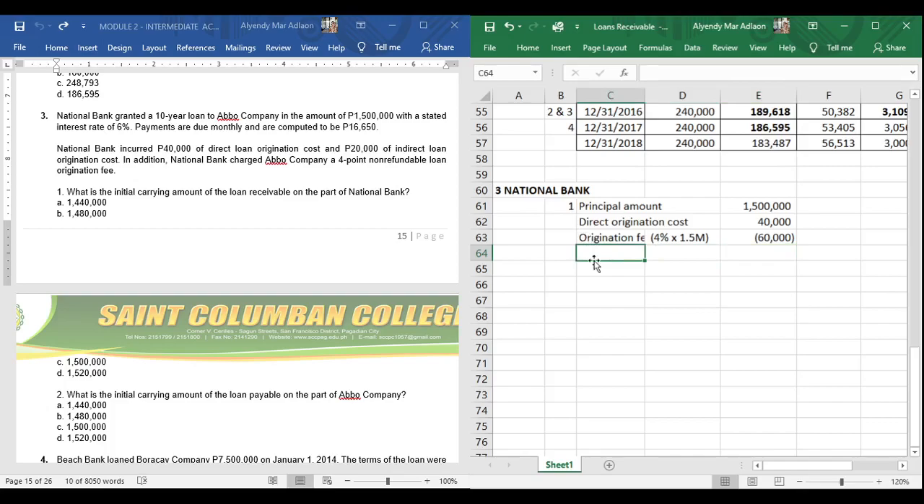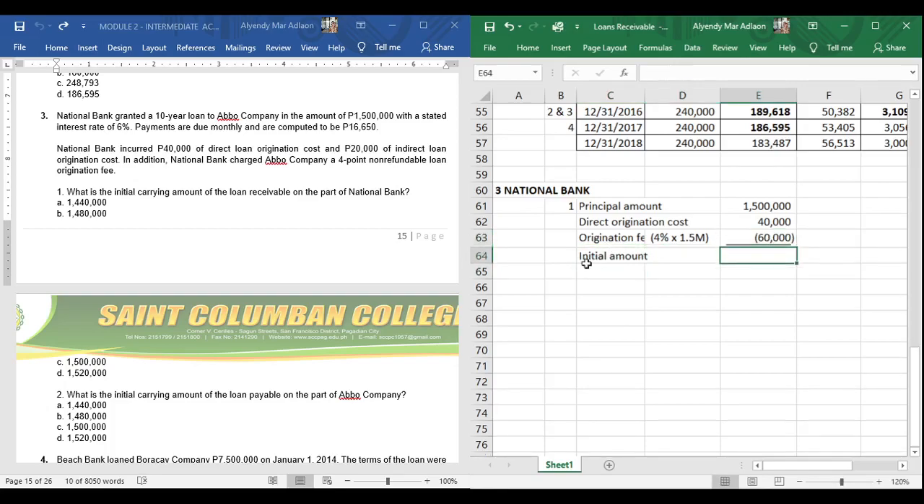So, therefore, how much is our initial carrying amount? Pwede na siya initial amount, para dili na siya taas. So, you have 1,480,000. That is letter D. Now, how about on the part of Abo? How would Abo company measure its loan payable? So, pabalita, no? Balita nga side. Data sa side sa borrower.